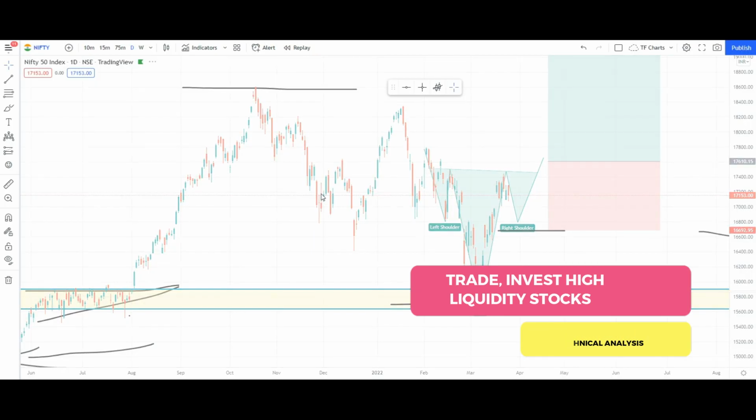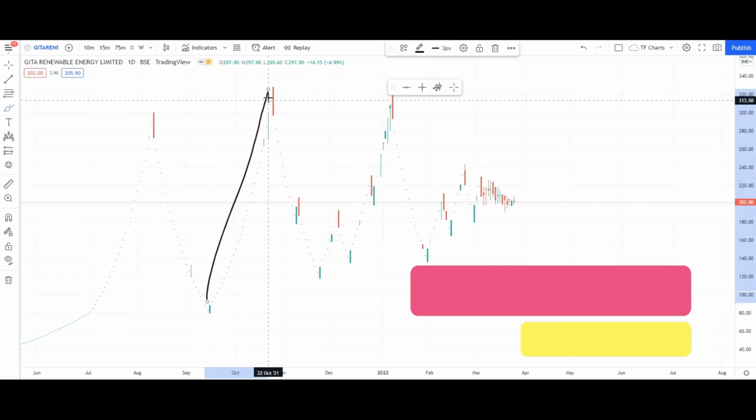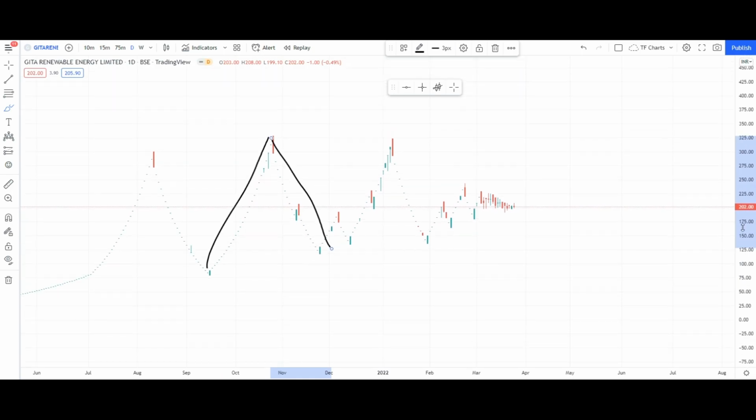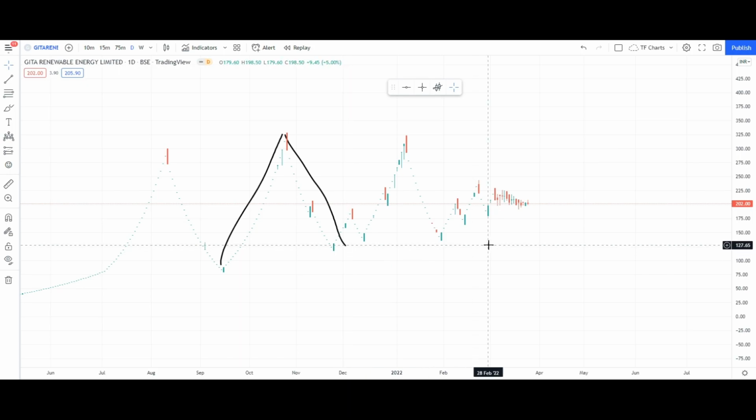So here you can see on the way up there are no sellers, and on the way down there are no buyers. So at times even people get stuck in these type of stocks and might never come out of this level, and they might lose huge amount of money. So that is why you should never ever trade or invest in less liquidity stocks.